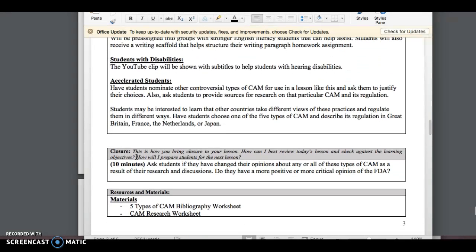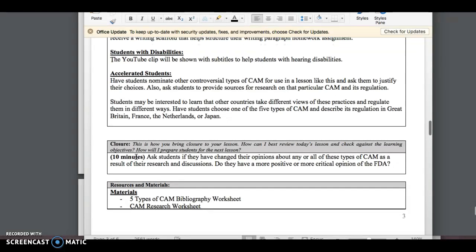And then for accelerated students, this was actually pulled right off the site for Link Learning, and it says have students nominate other controversial types of CAM for use in a lesson like this, and ask them to justify their choices. Also ask students to provide sources for research on that particular CAM and its regulation.